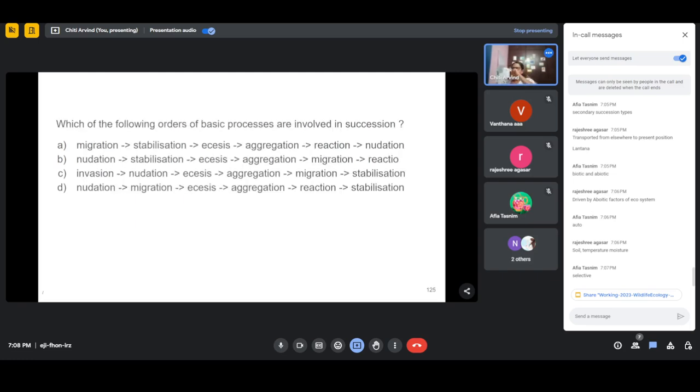So, tell me which of the following orders of basic processes are involved in succession? Discuss this earlier, give me which is the right option. Take a minute to read it. You can put in your answers in the chat box.